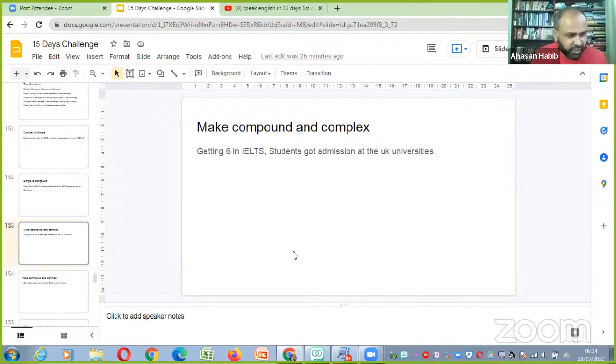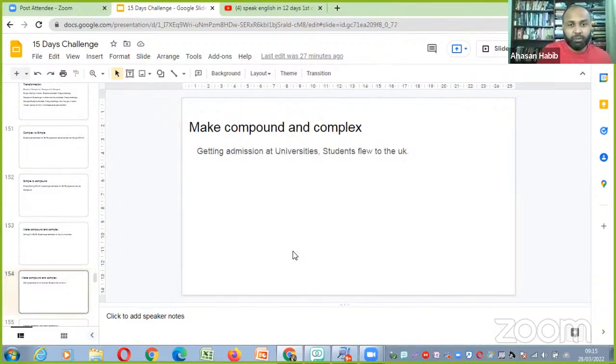Okay, Alamgir said students got 6 in IELTS and got admission at UK University. Okay, excellent. Thank you, Alamgir. Yeah, that's the right thing. So getting 6, students got admitted themselves in UK university. Okay, Nuruddin, if you'd like to make a compound sentence, you need to use and. Fanboys, right? You need to use fanboys. That means and. So use and. So you can say students got 6 in IELTS and they got admission at UK university, right?